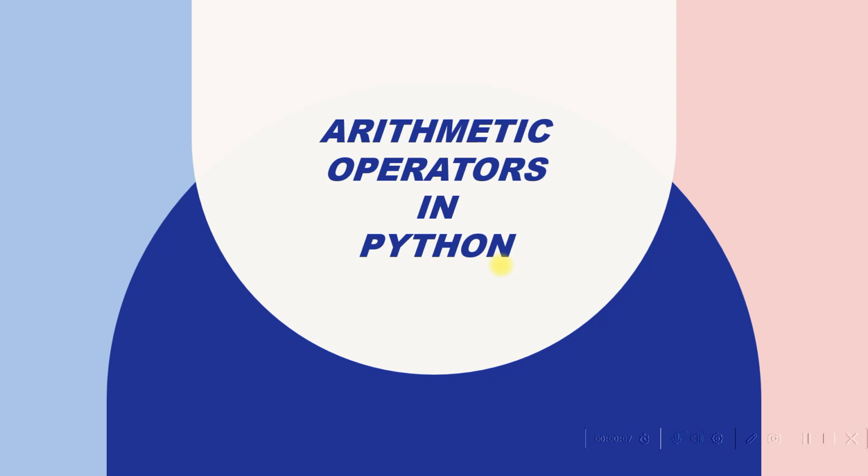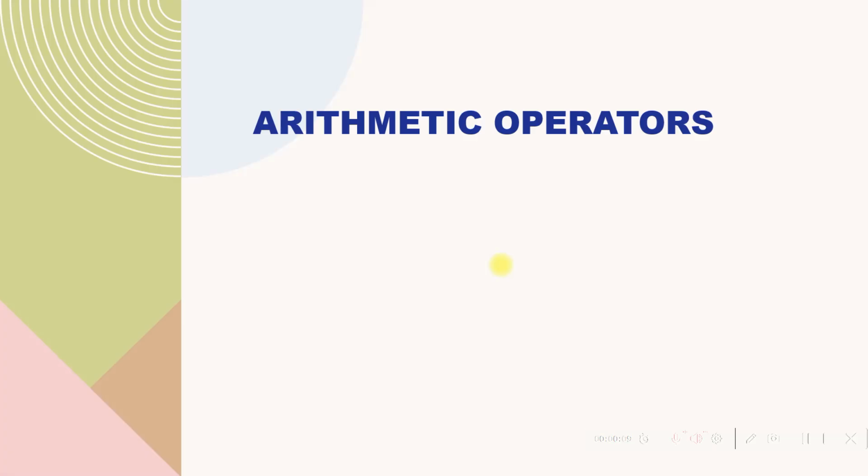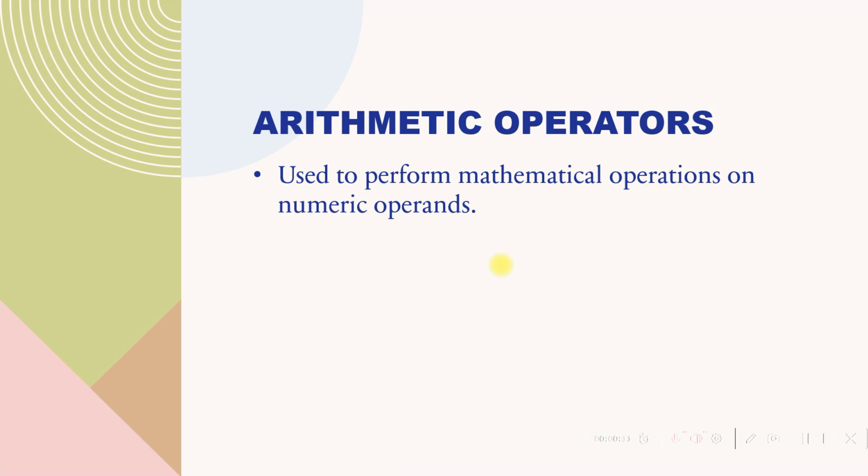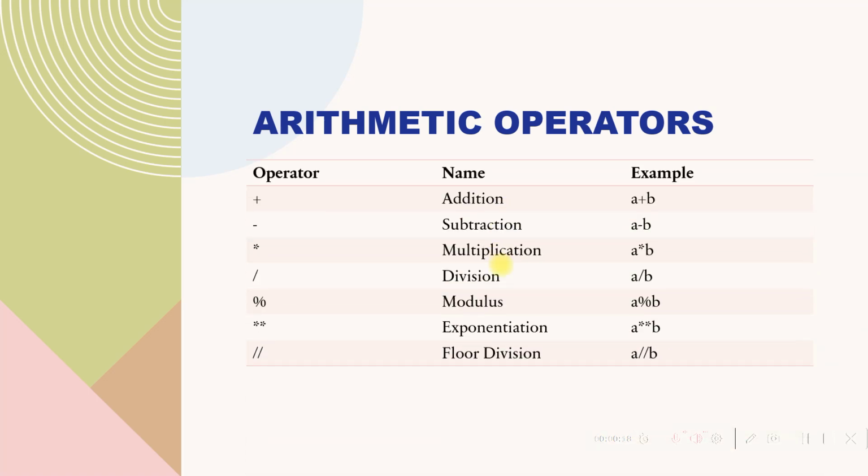In this session, we will talk about our first type of operator in Python, which is arithmetic operator. So what are arithmetic operators? These operators are used to perform mathematical operations on numeric operands. In Python, we have mainly 7 types of arithmetic operators available, and we will talk about each one of these in detail with examples.